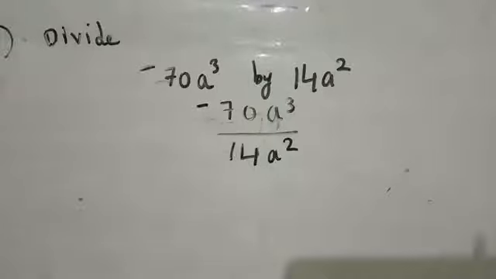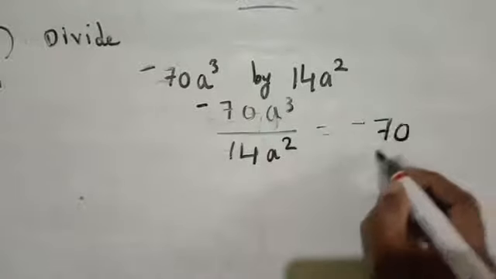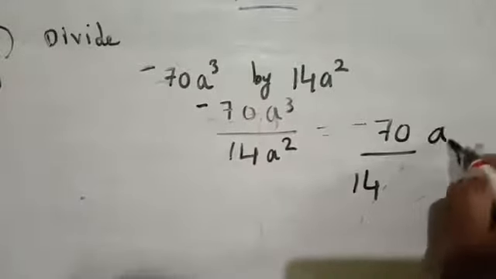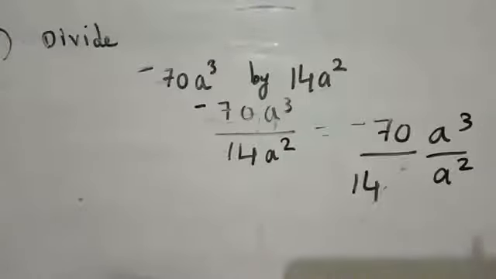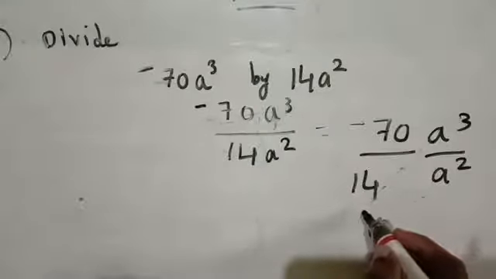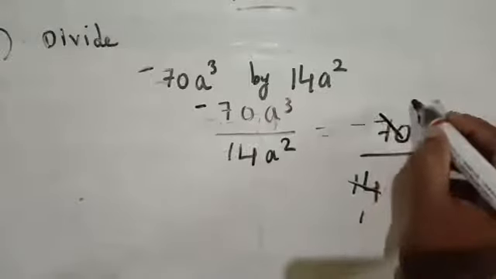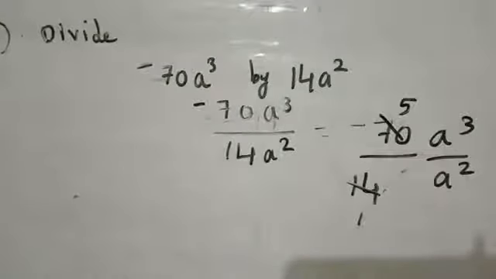We know that minus 70 by 14, a cube by a square. 1 into 14, 14, 5 into 14, 70. 5 14s are 70.